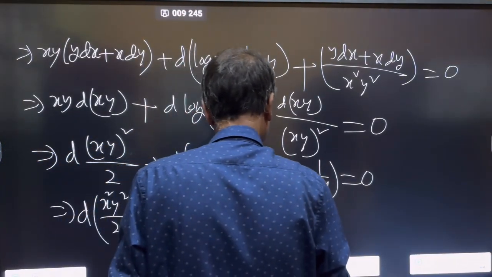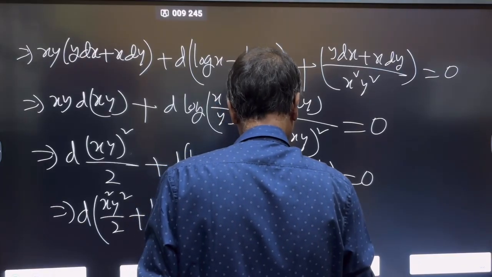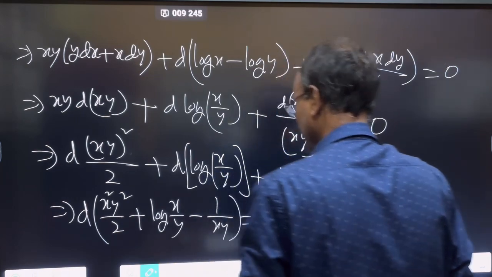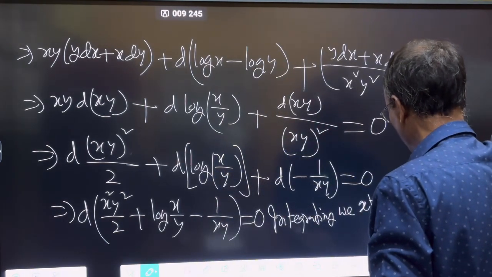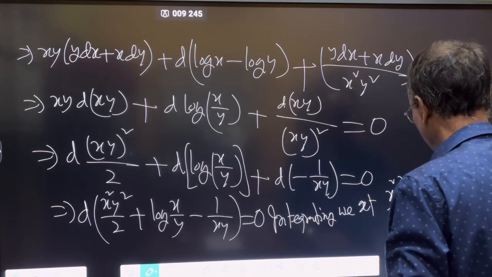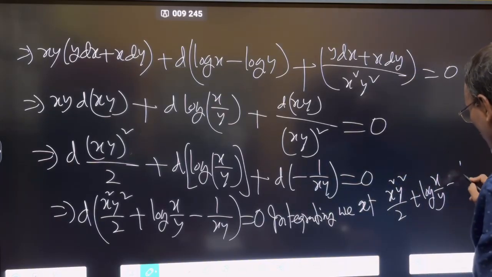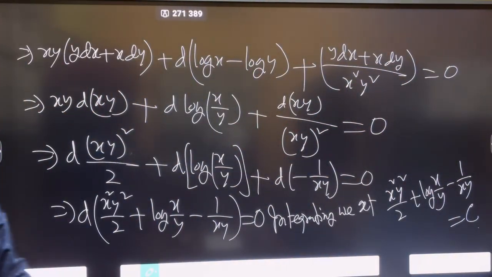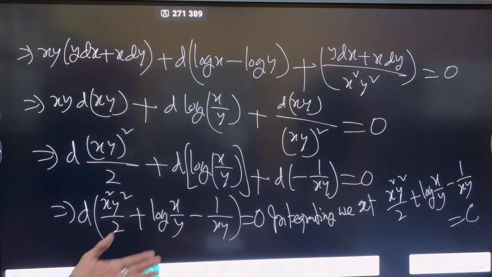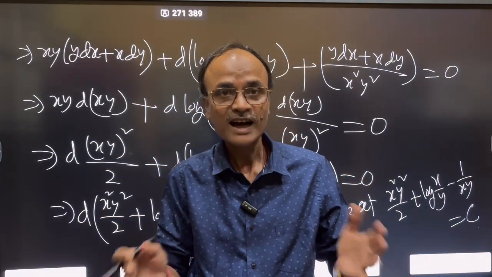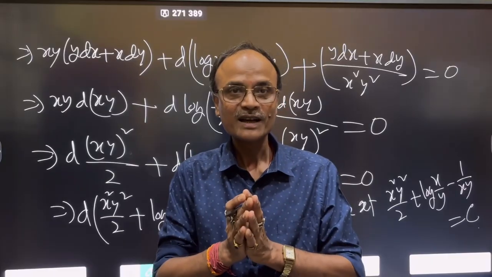Integrating we get x square y square by 2 plus log of x by y minus 1 by xy equal to constant. You will get this one. Therefore, we have solved 3 problems today. Dear students, I want to stop here.